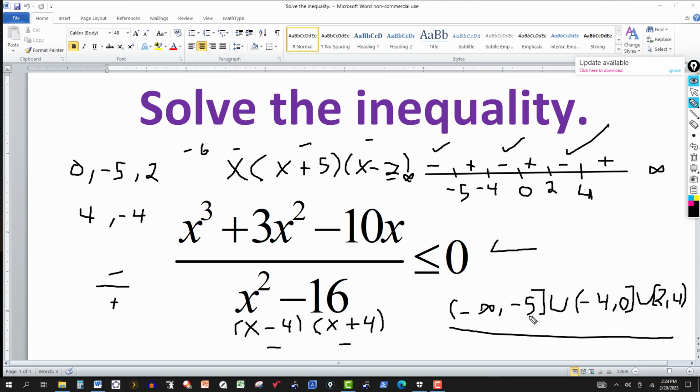Negative infinity to negative 5. Negative 5 included, that's in brackets. Union. Negative 4 to 0. Negative 4 not included, so that's in parentheses. 0 is, that's in brackets. Union from 2 to 4. The 2 is included because that makes the numerator 0. We want less than or equal to 0. But we don't want the denominator to be 0. That's undefined. So on the 4 we put parentheses.